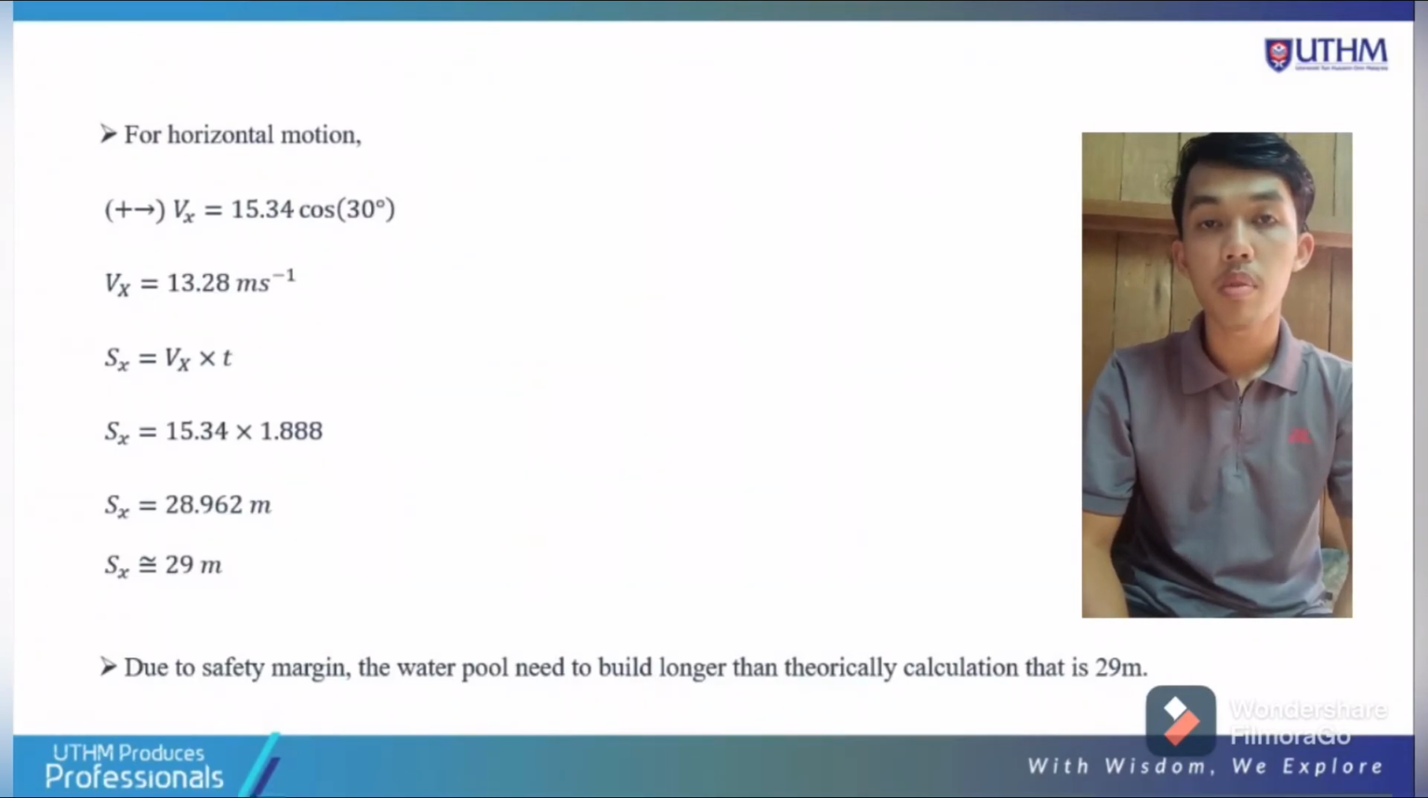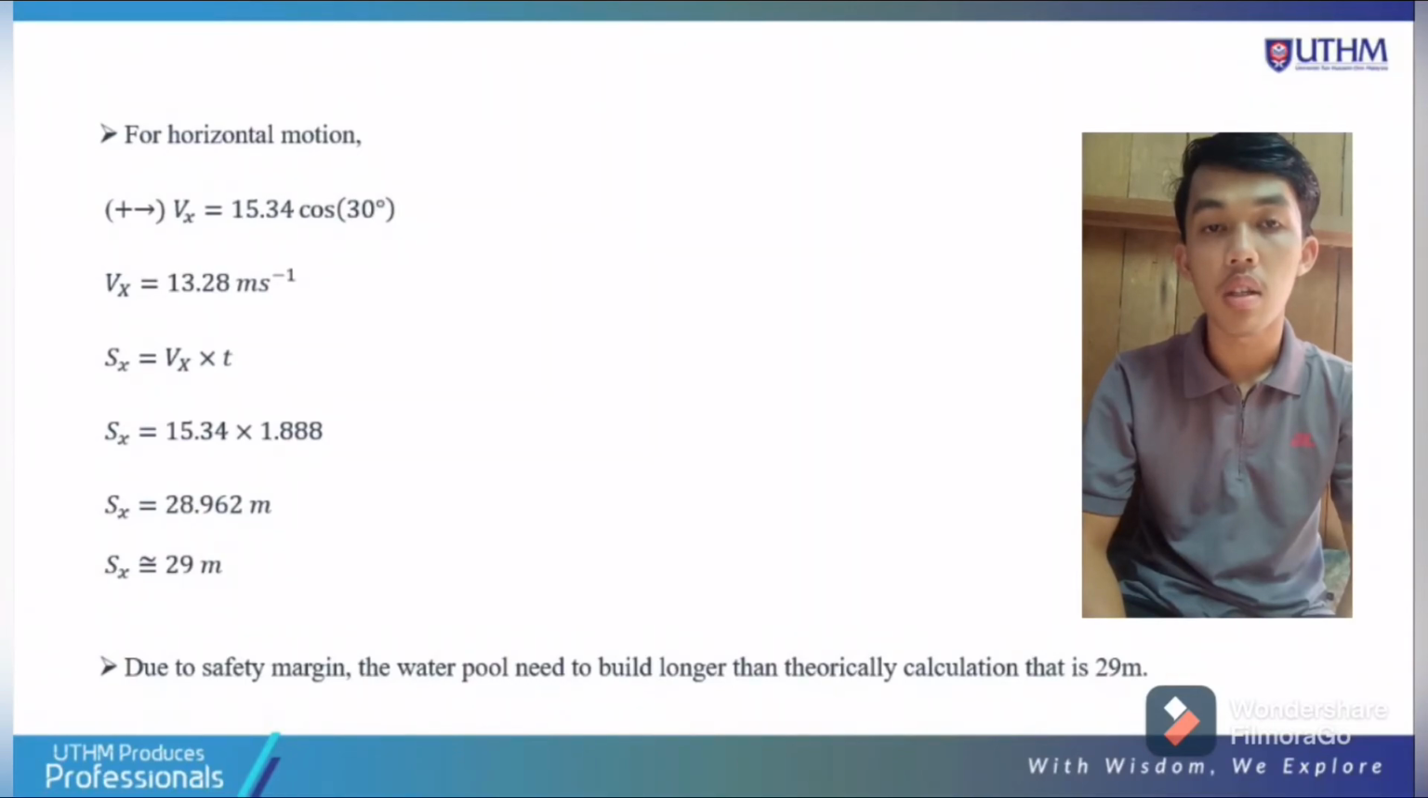We assume to the right is positive. So to calculate the distance needed to build the water pool, we use the formula S equals V times T, and the final answer is 29 meters. So the water pool needs to be built longer than the theoretical calculation.